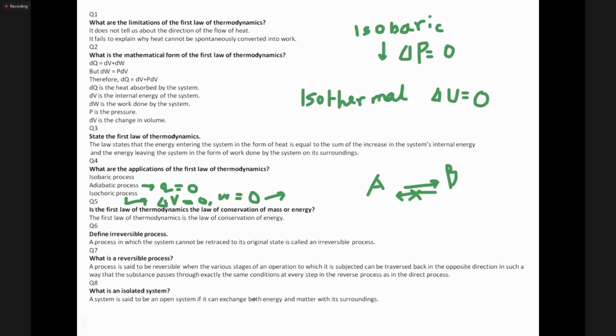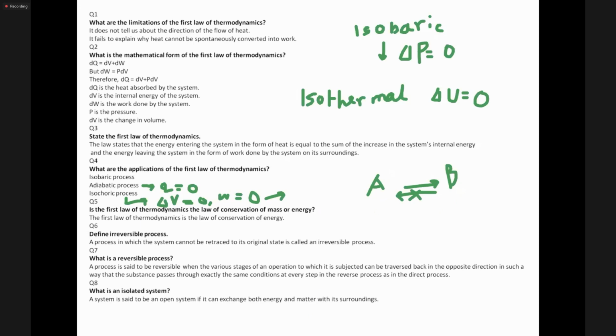A process is said to be reversible when the various stages of an operation to which it is subjected can be traversed back in the opposite direction in such a manner that a substance passes through exactly the same conditions in every step in the reverse process as in the direct process. So from A to B, if there were an infinite number of stages, from B to A there will be an infinite number of stages too to revert back.